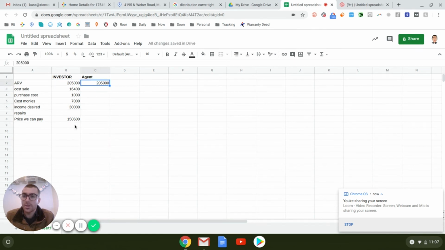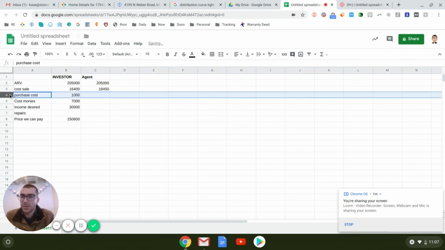Now, assuming the house needs absolutely no repairs, your cost of sale is going to sit something like this. Your cost of sale now is going to be often about 0.9. Your costs are going to go up just a bit. So we're going to say 0.09. We're going to add in something right here.